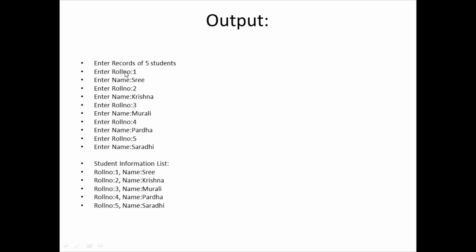5 students. I'm going to enter the first student roll number 1, his name as Sri. I'm going to enter the roll number 2, name as Krishna. Third student number 3, name as Murali. Fourth student number 4, name is Partha. Fifth student roll number 5. We are going to enter this data. Then we are going to get the output like this. So this is the array of structures.